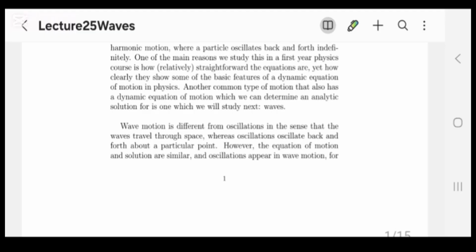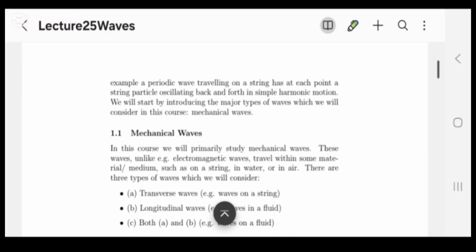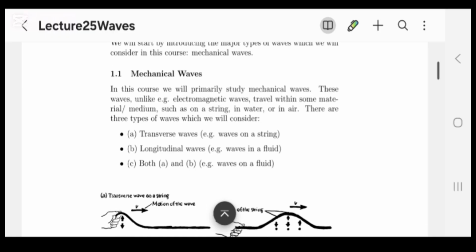Okay, so we're going to talk about some of the major wave types, these mechanical waves, today. Mechanical waves are stuff that travels through some medium. So it could be on a string, could be in water, could be in air. You need something for the wave to travel in. For the most part today we'll talk about waves on a string, but it's just any medium that the wave is traveling in. So there's three types: transverse, longitudinal, and some combination of both.